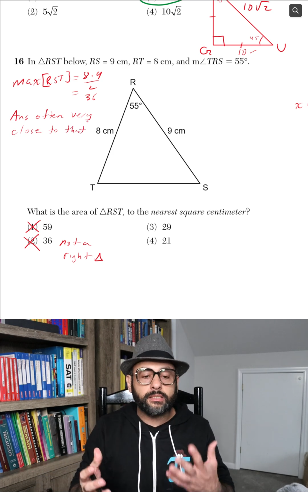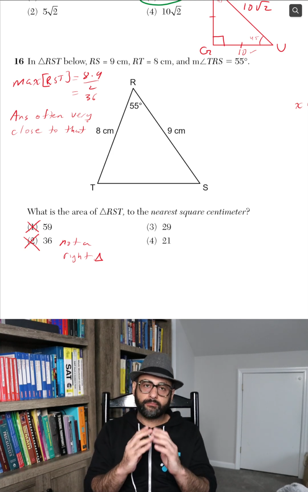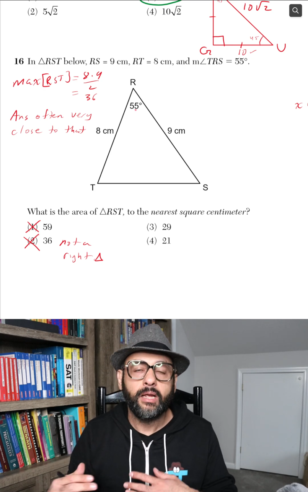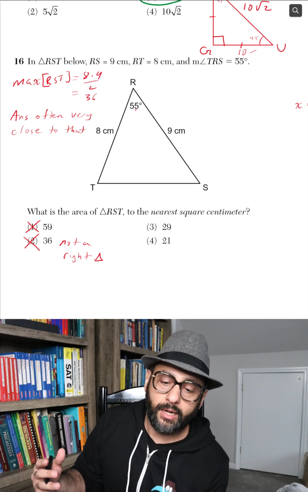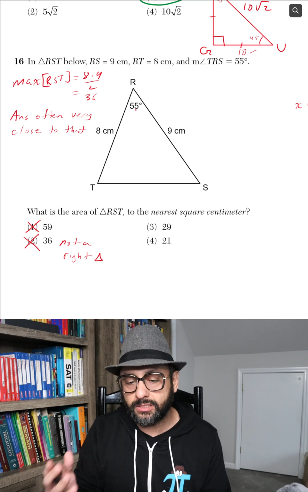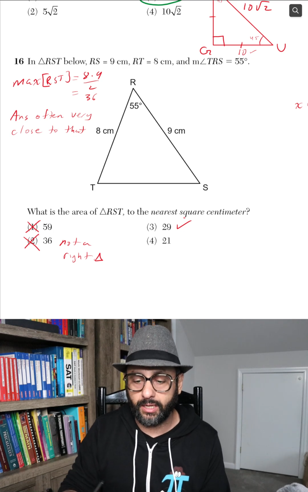And in fact, when is the answer not close to it? When the angle in between the two sides is tiny. And so we could say, since this angle is not tiny, tiny meaning like 30 degrees or lower, the answer is going to be close to 36, which makes 29 a very nice looking answer.